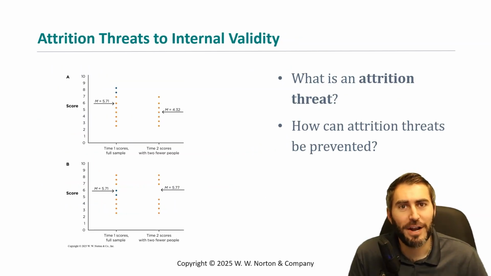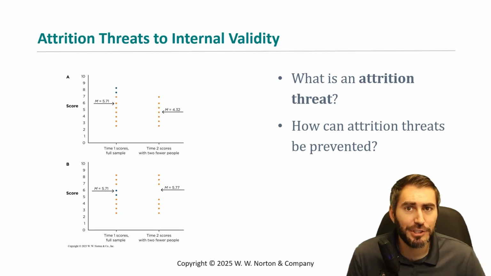The fourth threat to internal validity in pretest post-test designs is known as an attrition threat. Attrition threat is a reduction in participant numbers from pretest to post-test. So attrition is only problematic when it's systematic.